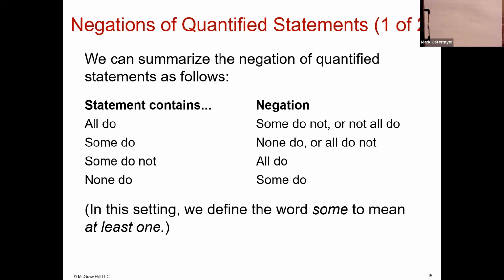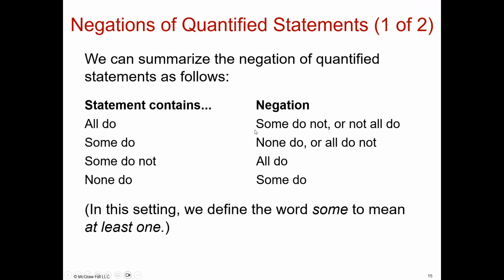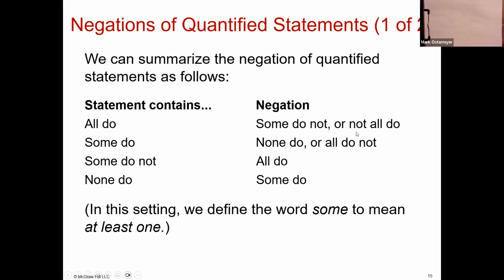All right, now we can summarize the negation of quantified statements as follows. Suppose the statement contains the words all do. Ladies and gentlemen, what would be the negation of saying all do? What's the other side of the fence of saying all do? Some do not, correct? Not all do. Yeah, some do not or not all do. What would be the negation of saying some do?